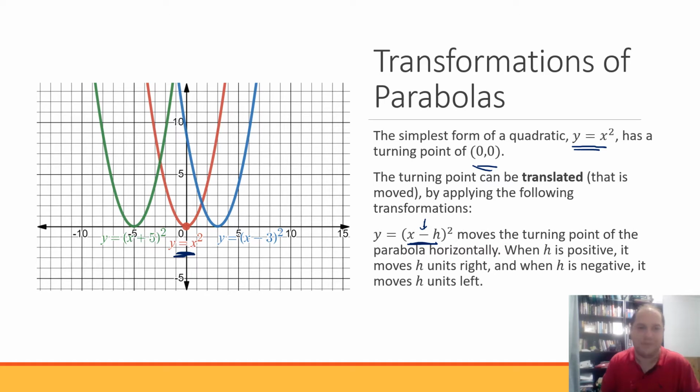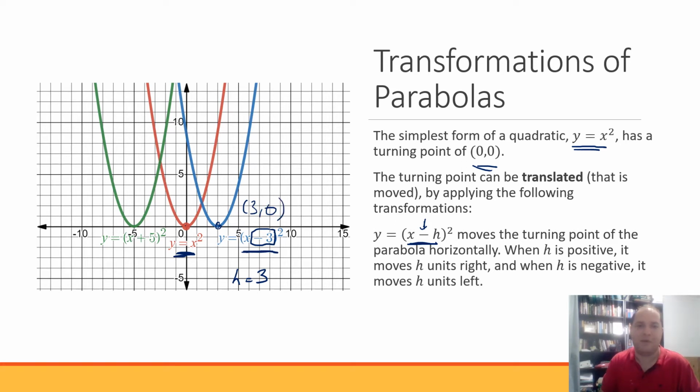So for example, we've got an equation here that says y equals (x minus 3) squared. In here we've got x minus 3. So our h value, how far we've shifted, isn't minus 3. It's actually the opposite. It's positive 3. So that means our turning point has moved from 0, 0, it's moved 3 places to 3, 0.